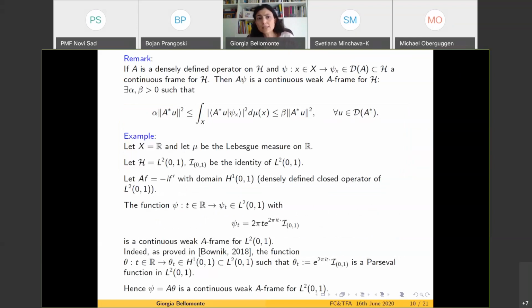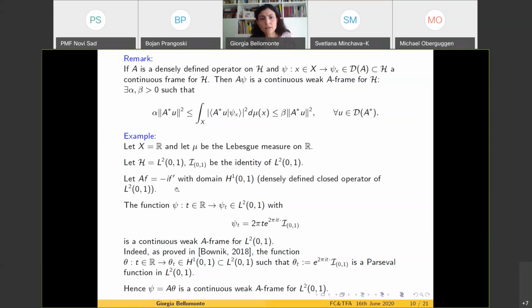If we have a densely defined operator A on H and a continuous frame psi for H, then A psi is a continuous weak K-frame for H, and it is simple to see, because if we take this adjoint to the second entry in the inner product, it is very simple to see that A psi is a continuous weak K-frame for H.